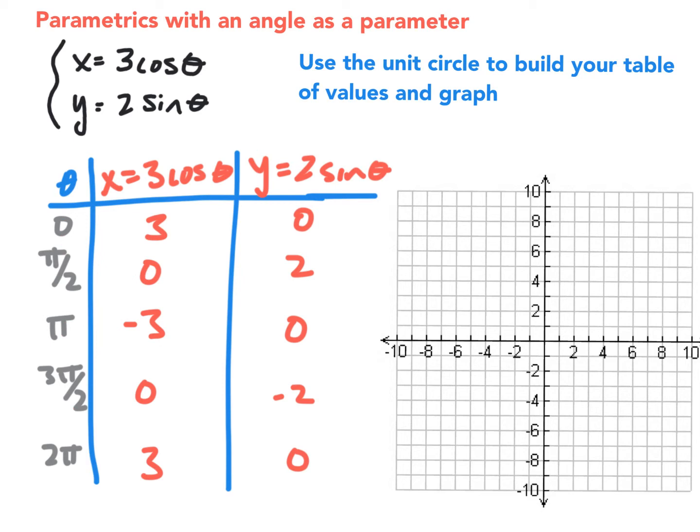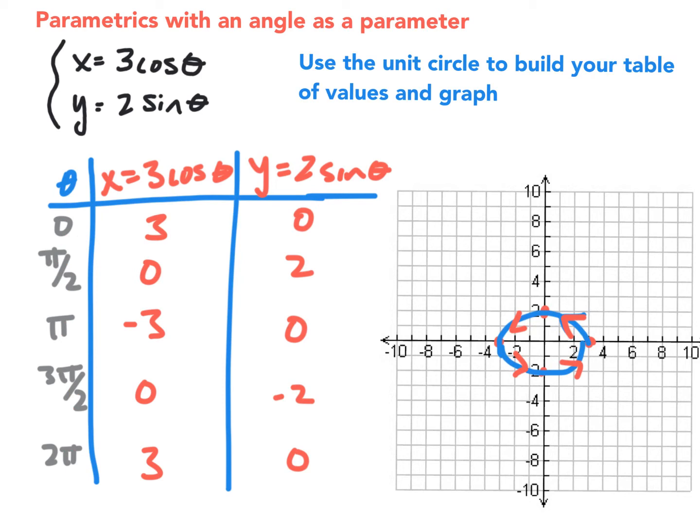All right, now let's plot these points. We've got (3, 0), (0, 2), (-3, 0), (0, -2). What can you guess this shape is? And if you need a few more points, just try out pi over 4 and things like that. But you should see that this is an ellipse. And the way it was formed was counterclockwise, just because that was the order of the points as we went around the unit circle.